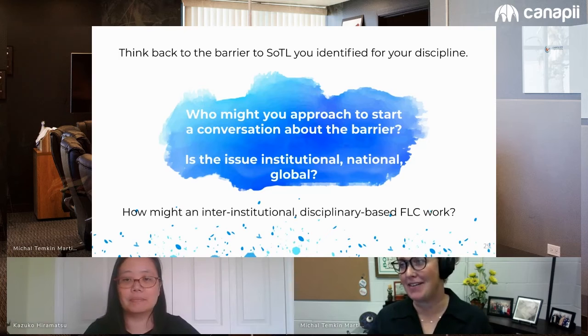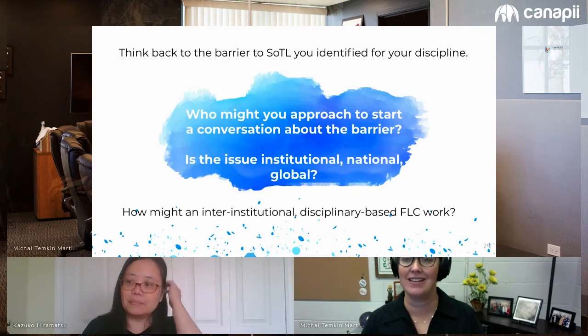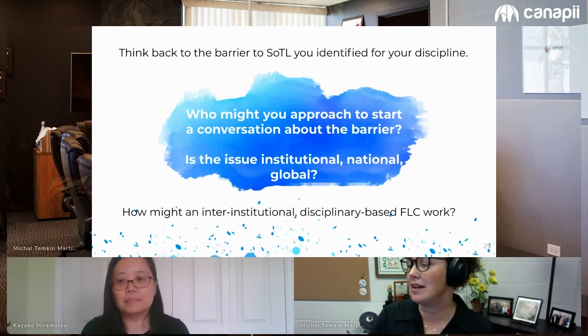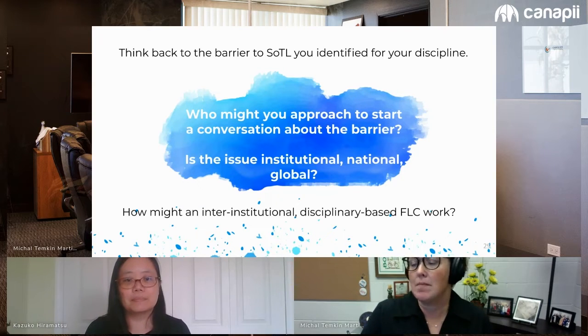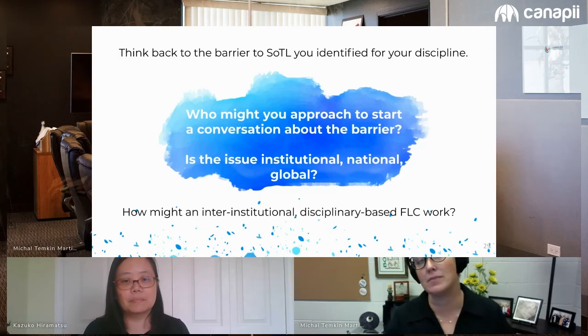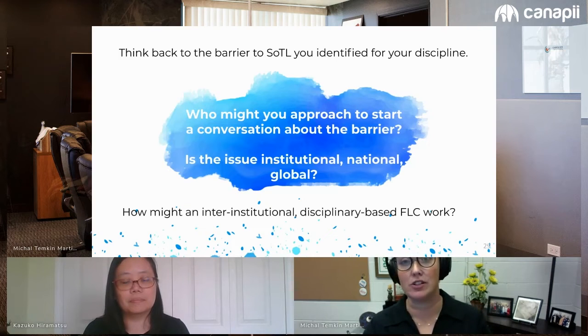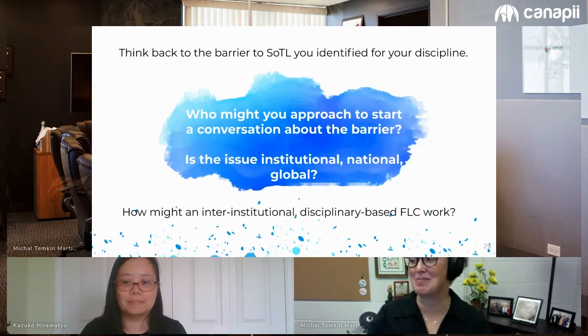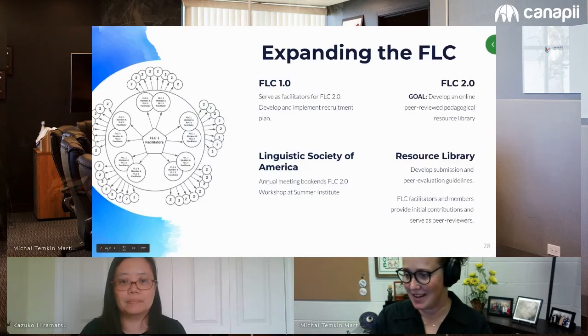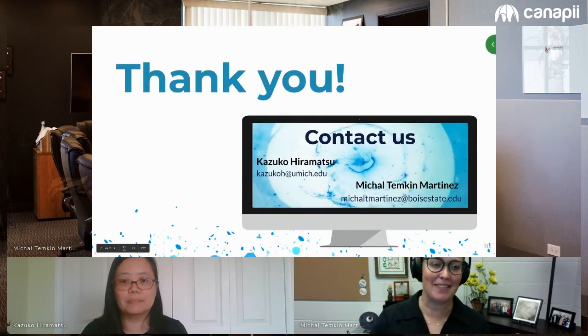So what we'd like you to think about now are the barriers that you named in that third slide that we had for Slido. And we want you to think about who you might be able to approach to start a conversation about these barriers. Maybe think about the actual barriers, the issues that your discipline is facing. Are they more institutional, national, global? And could it be that an interinstitutional disciplinary-based FLC might work in your discipline? So I'll go ahead and let you think about that.